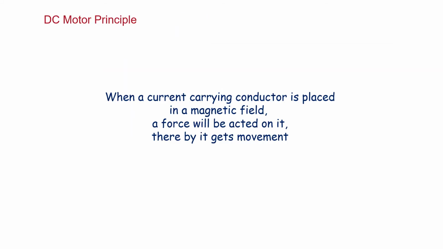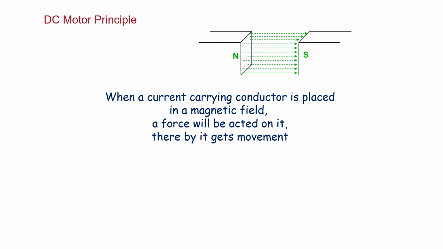We will understand the DC motor principle. When a current carrying conductor is placed in a magnetic field, a force will be acted on it, thereby it gets movement. Here you have the magnetic field in the air gap between two north and south poles. A conductor is placed, current is passed into the conductor.